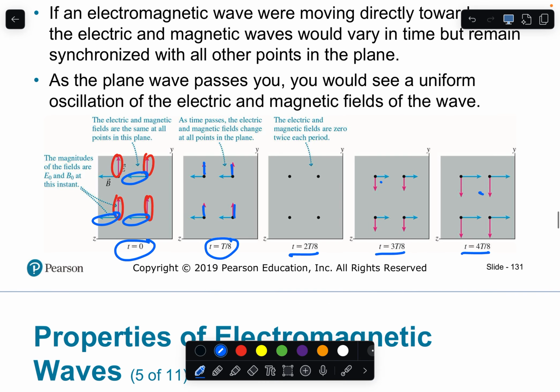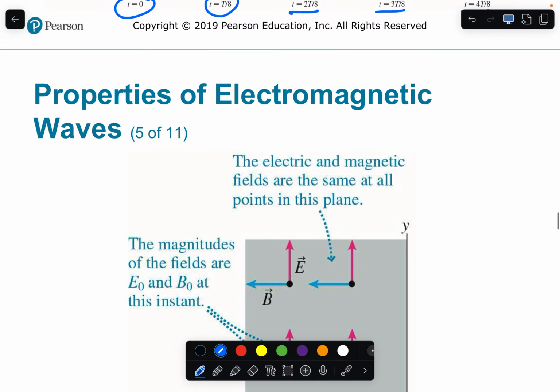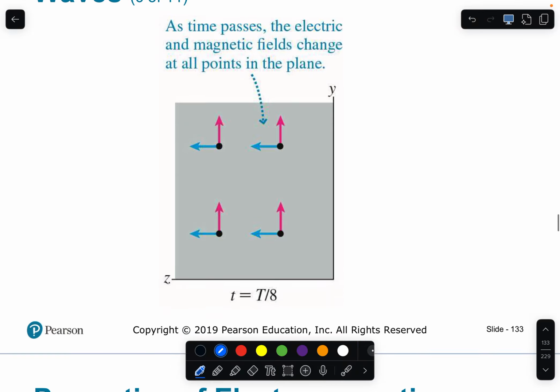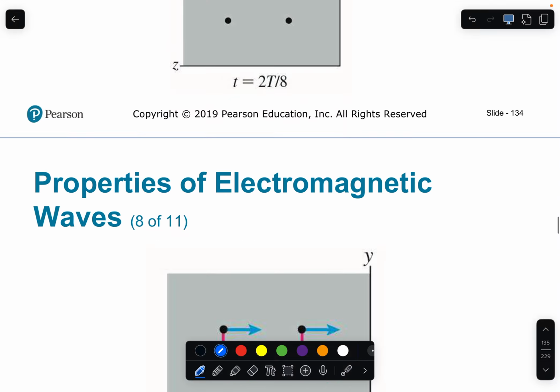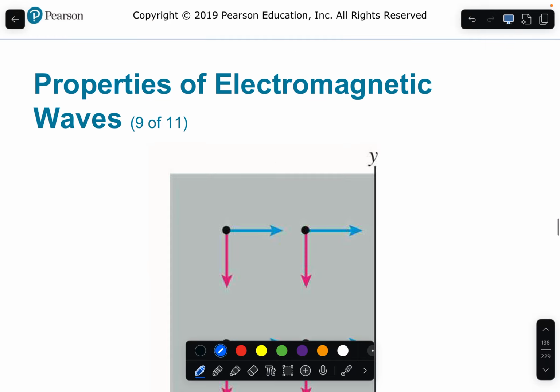And so if a plane wave were to move towards you, or move past you, you would just see a uniform oscillation of all the electric and magnetic vectors of the wave. So that's all that a plane wave means. And these pictures are just a zoom in of that larger image, so I'll skip those.